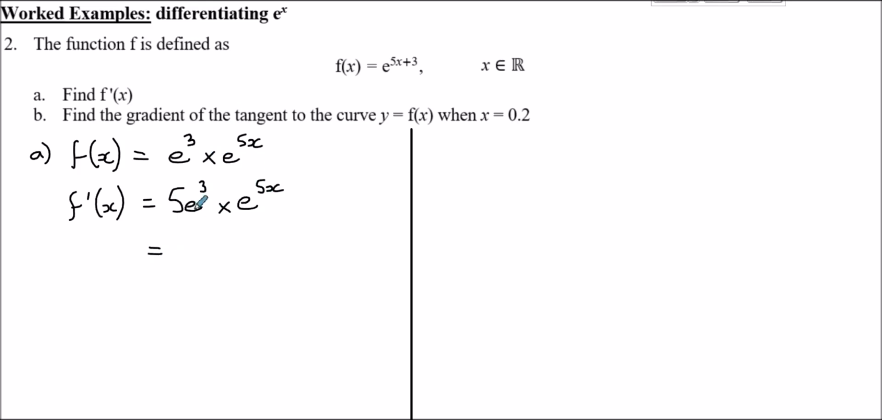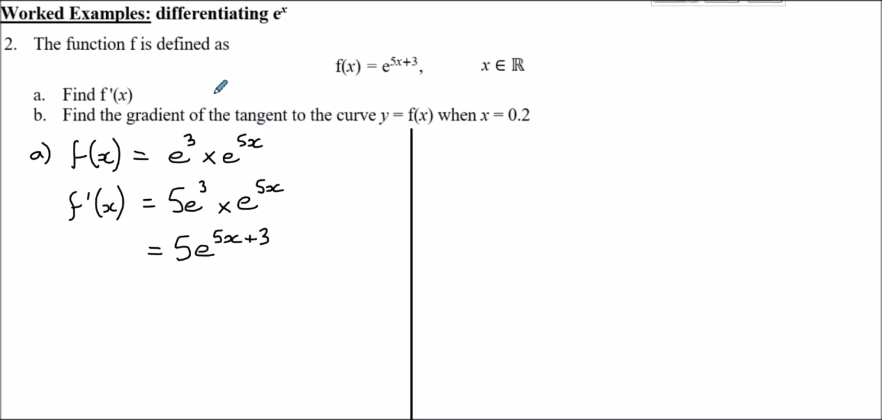But now we can reconcile these powers. So we have 5 times e to the 3 times e to the 5x. So we can put these powers together into 1 yet again. We have 5e to the power 5x plus 3. So if you look here, if you were to differentiate 5x plus 3, we'd just be left with 5. And so the 5 gets brought to the front, and this function of x, which is the power itself, gets left alone.